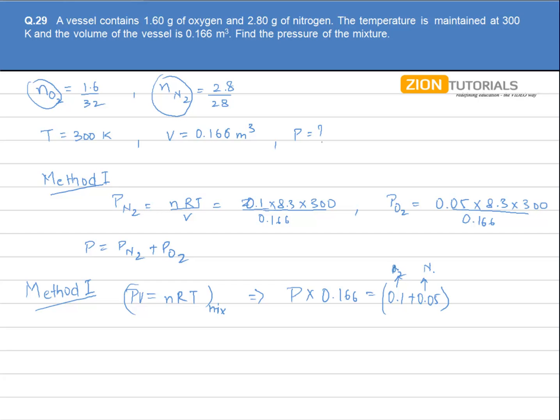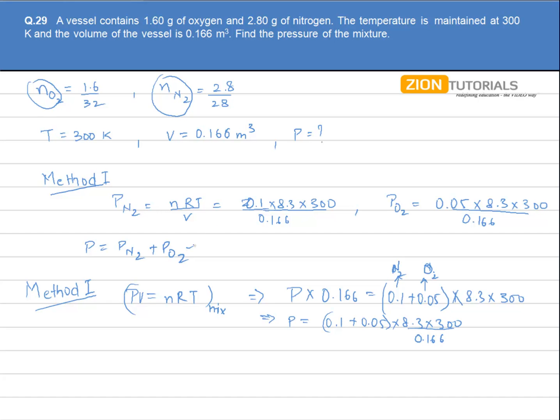This is N2 and this is O2, the total number of moles. R is 8.3, and the temperature is 300. So from here we will get the value of P. That would be equal to 0.1 plus 0.05 into 8.3 into 300 divided by 0.166.